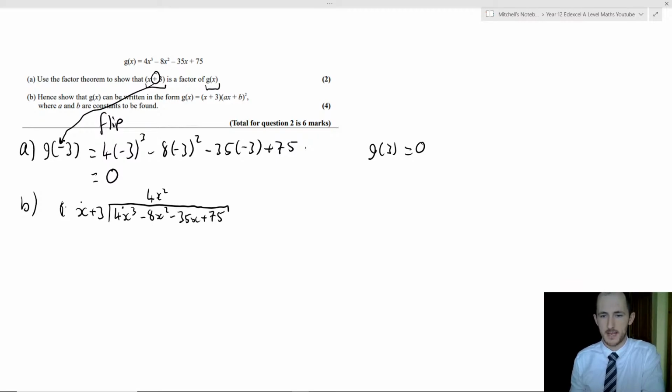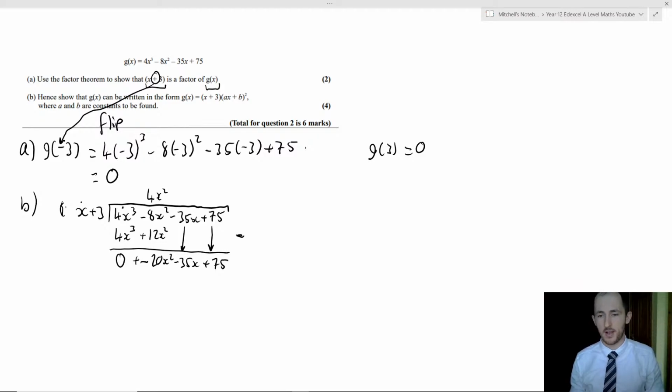So 4x squared times x. And if you remember what I said, if you've done this right, these first two things will always be the same, 100% of the time. 4x squared times 3 gives me plus 12x squared. Okay, and now what we're going to do is subtract these. 4x cubed minus 4x cubed is 0. Then you have minus 8 minus 12, which would be minus 20x squared. Okay, and then the rest of it is just dragged down because there's nothing else underneath it. So minus 35x plus 75.